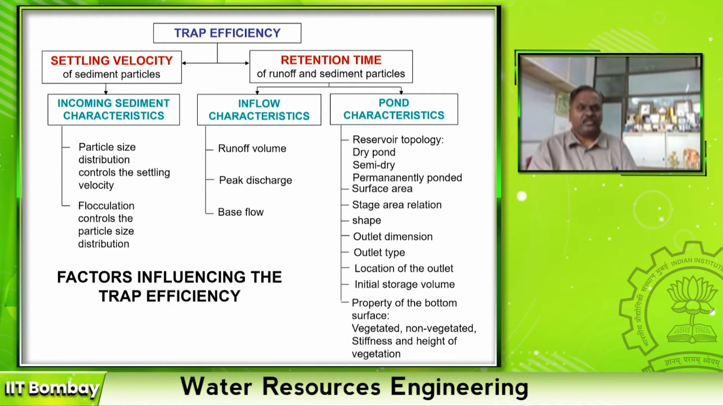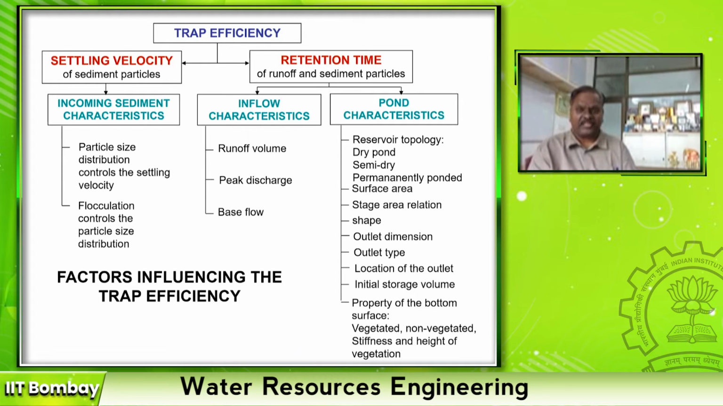For example, we will see one by one. Settling velocity, an incoming sediment characteristic, is governed by the particle size distribution and flocculation control. These two govern the settling velocity. The retention time is again divided into two important characteristics: inflow characteristics and pond characteristics. The inflow characteristics which govern this are the runoff volume, peak discharge and base flow.